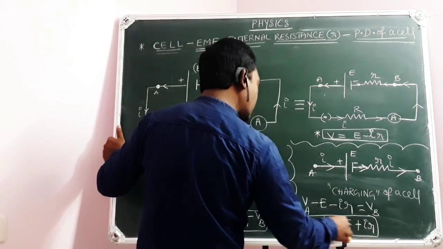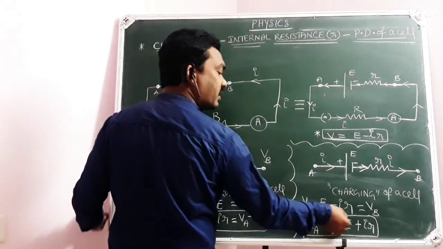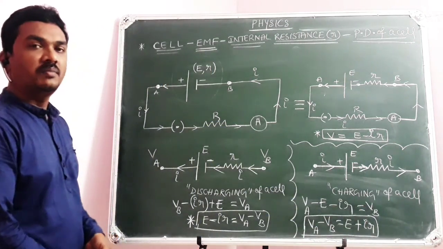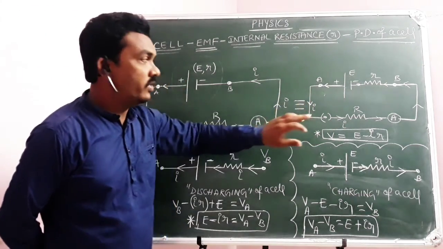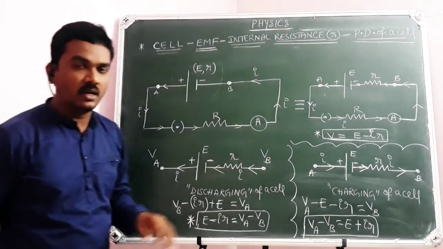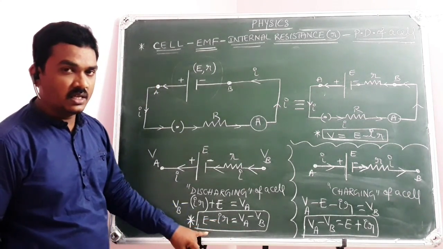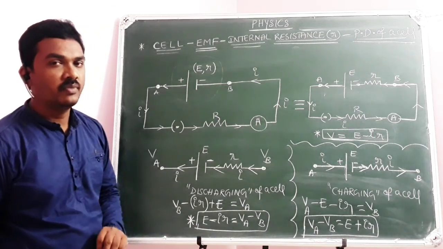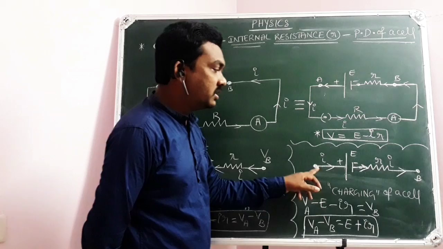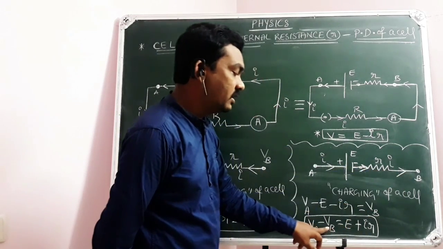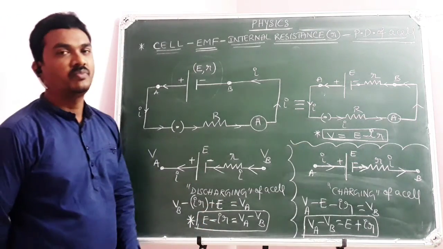Have you observed this? Earlier VA minus VB equal to E minus IR, but now VA minus VB equal to E plus IR. Means when the current is drawn from the cell of EMF E and internal resistance R, then potential difference across the terminals of the cell is less than EMF, which is E minus IR. But when current is sent into the cell, charging, then in that case potential difference across the terminals of the cell is equal to E plus IR, which is an interesting concept.